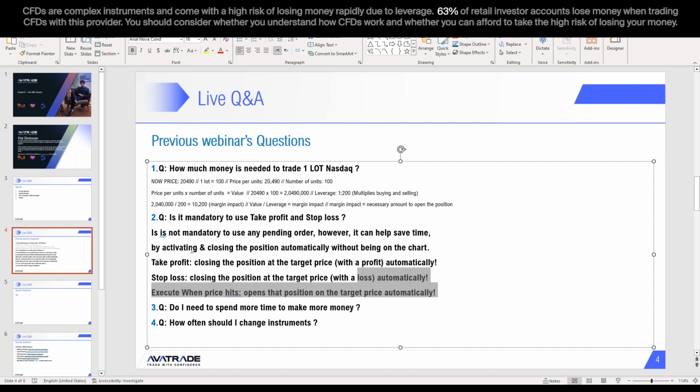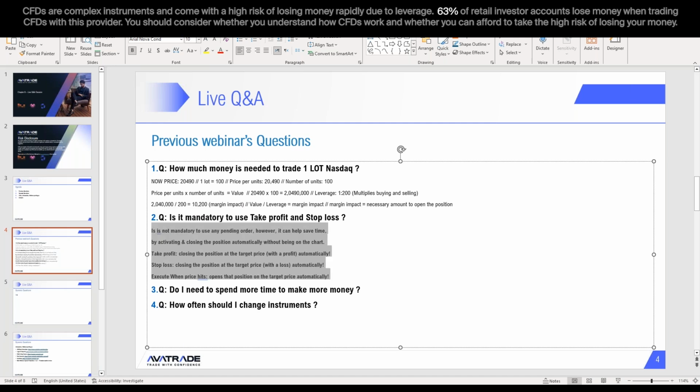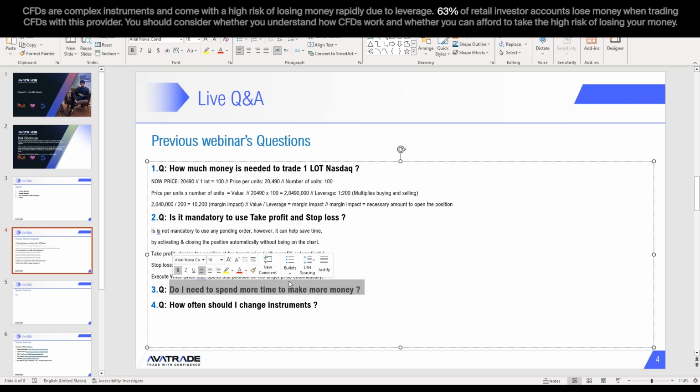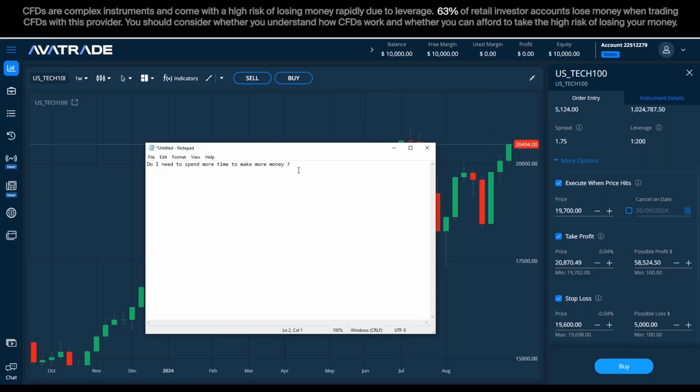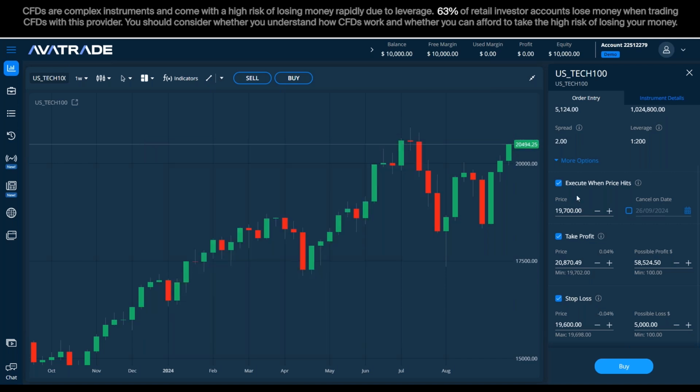Let's try the same trick again. Gonna minimize that, unbold, and that's perfect. All right, this is the answer to this question, right? Of course, we're gonna break it down, but do I need to spend more time to make more money? Let's suppose that I've placed this position. Spending more time will not make me make more money, right?